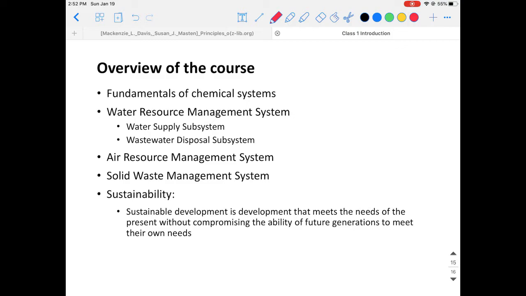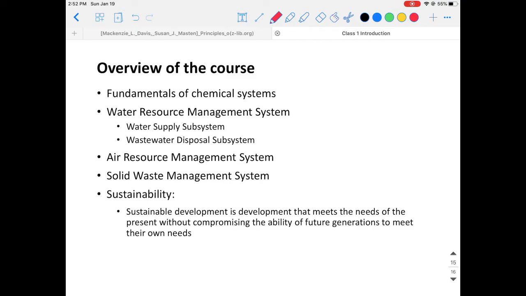So we're going to learn about the water resources management system. That includes the water supply subsystem, which is the water treatment system, and the wastewater disposal subsystem, which is the wastewater treatment system. We can also have the air resource management system that deals with air pollution control, and also the solid waste management system.